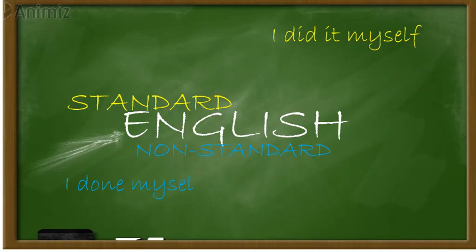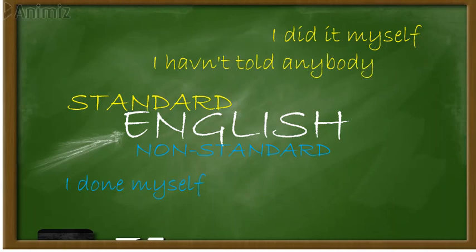Another example is if I say, "I haven't told anybody." Now in non-standard English they use the double negative and they say, "I ain't told anybody." Now in standard English, "ain't" is not a word, and they say it ain't a word.